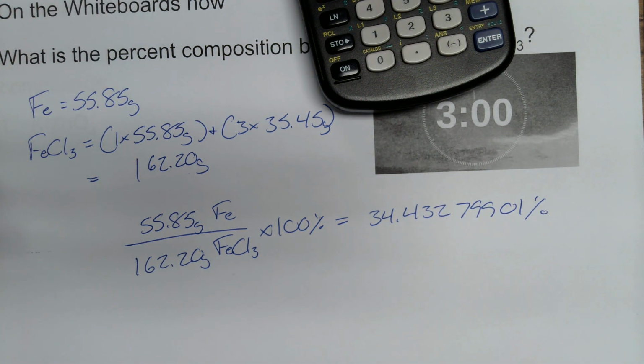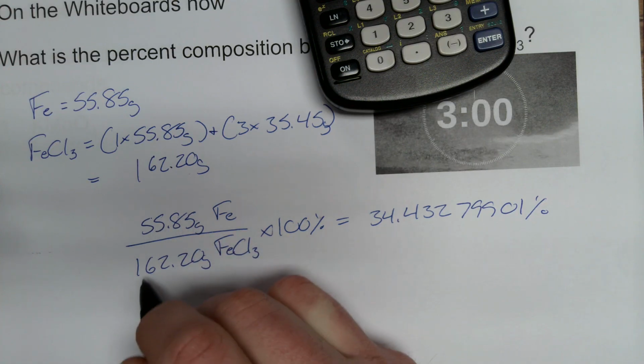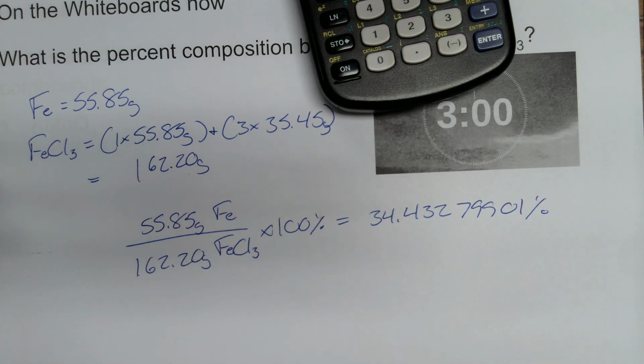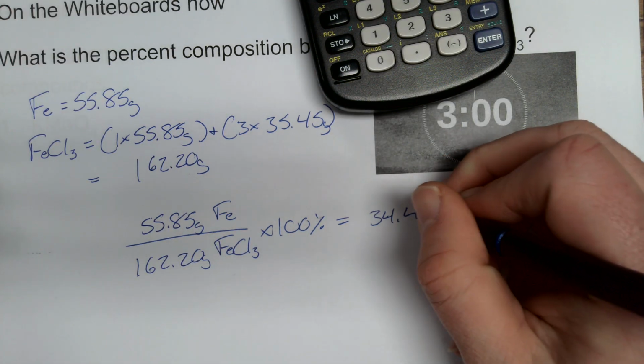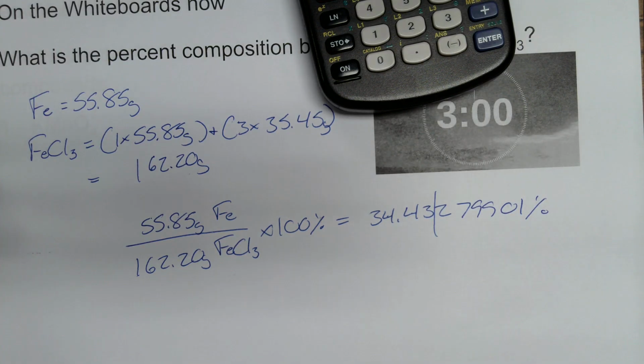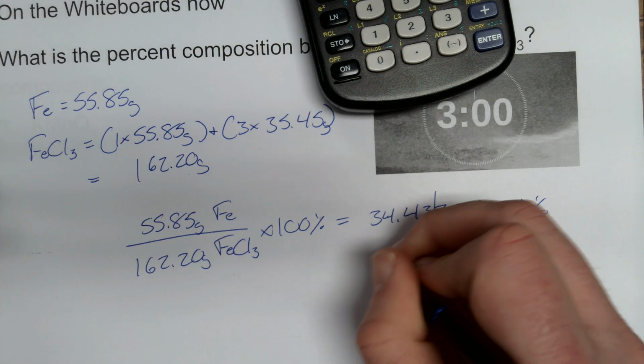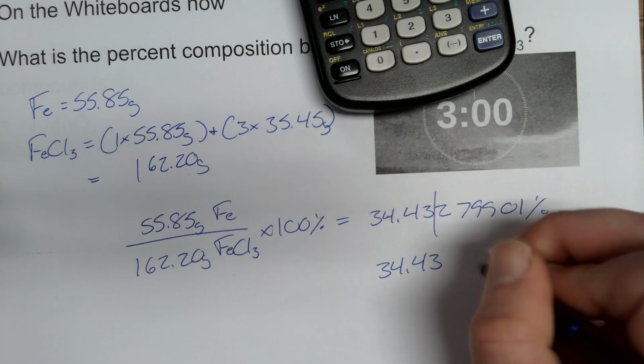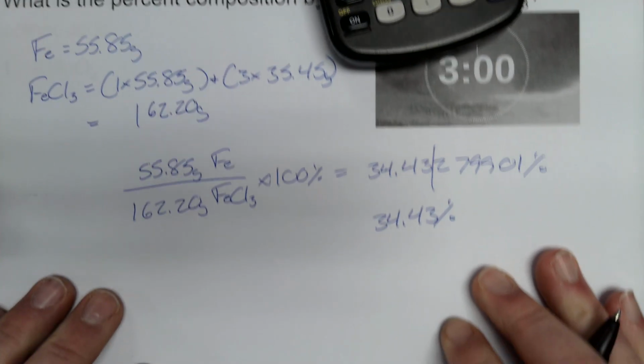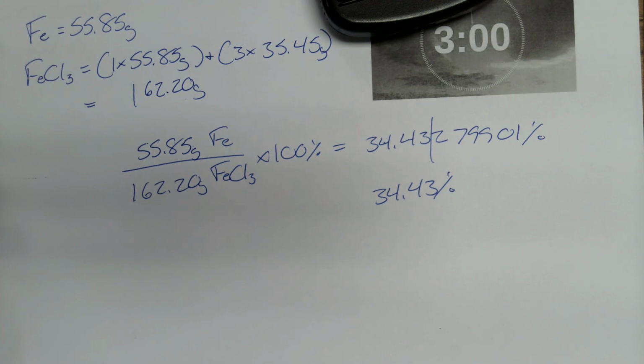Now, how many sig figs is my final answer going to have? 1, 2, 3, 4. 1, 2, 3, 4, 5. Always take the lowest, right? 1, 2, 3, 4. Boom. That 2 is not high enough to change that 3 to a 4, so my final answer is 34.43% of iron 3 chloride is iron by weight.